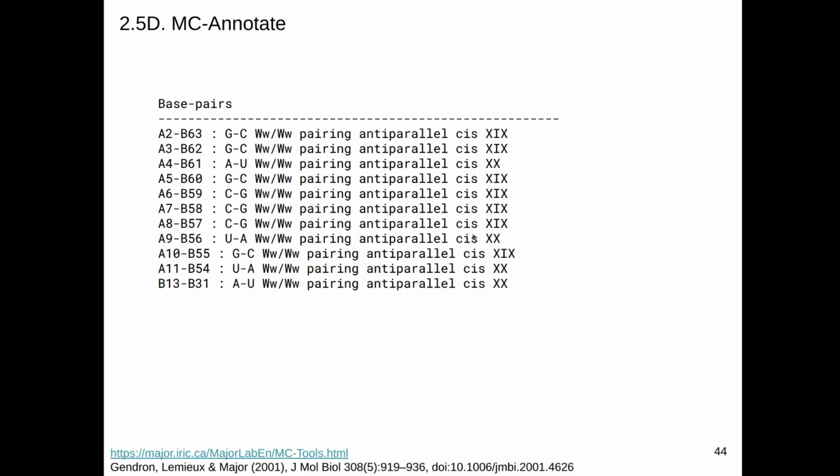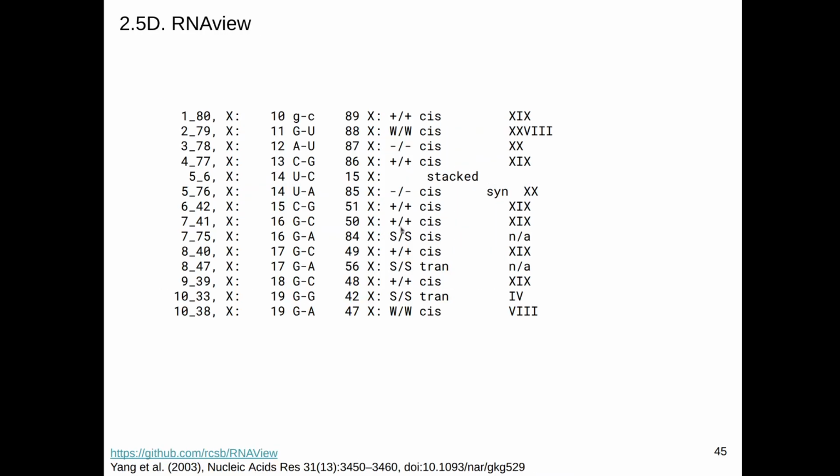So the first one was MC-Annotate by François Major's lab from 2001. This is a snippet of the annotation. So we have a pair of bases: chain A residue 2, chain B residue 63. It's a GC base pair. It's Watson-Crick base pairing. It's anti-parallel cis, and this is a Saenger classification number 19, 20 for AU base pairs, and so on.